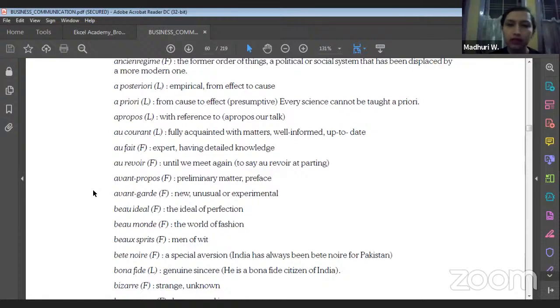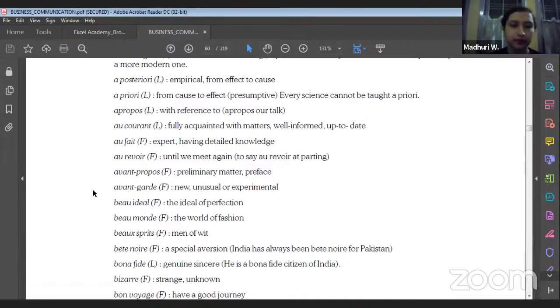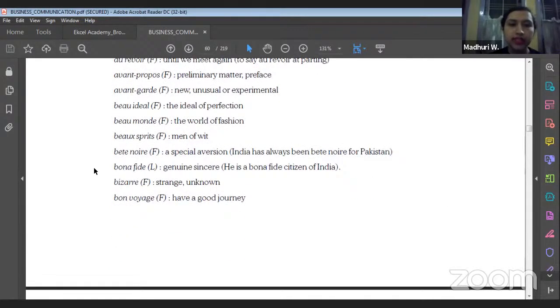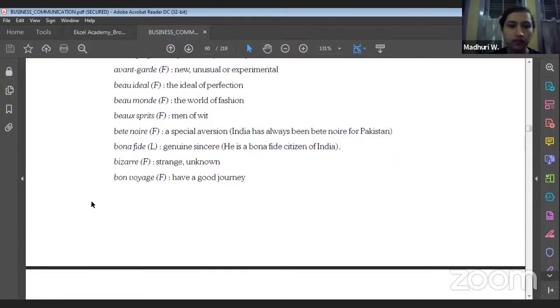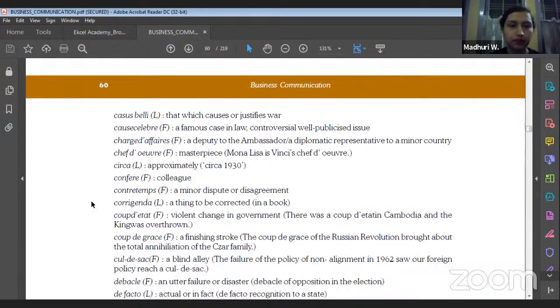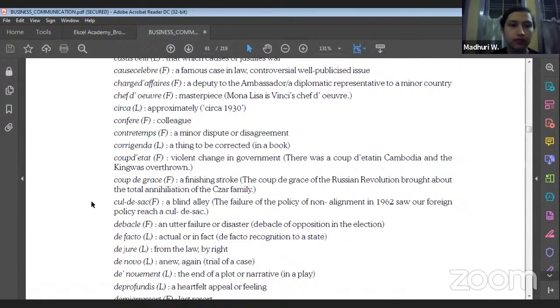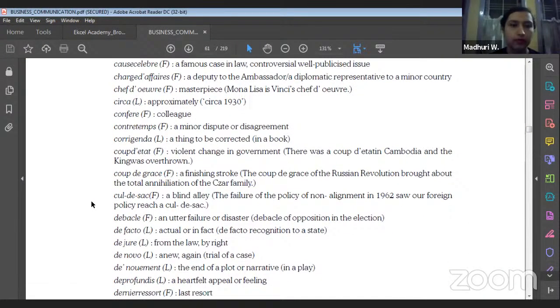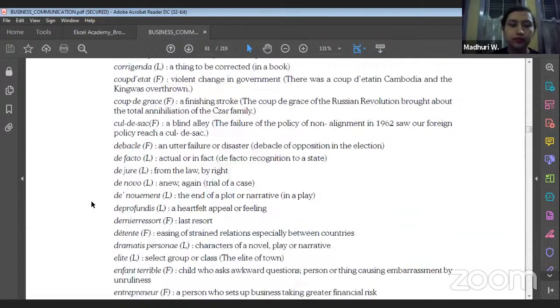Avant-garde is again a French word, which is new, unusual, or experimental. Bona fide comes from the Latin, which means genuine or sincere. Bon voyage comes from the French word, which means have a good journey. Similarly, you have a lot of other words which come from French, Greek, Latin.